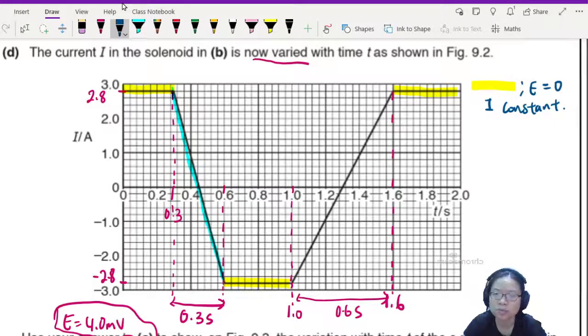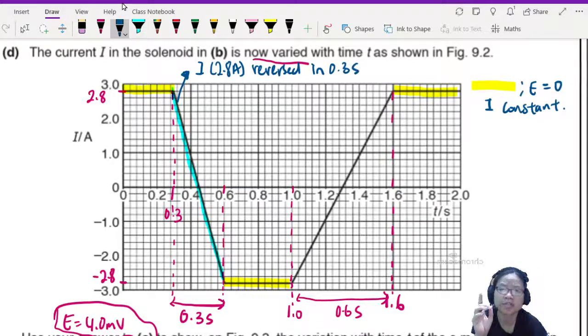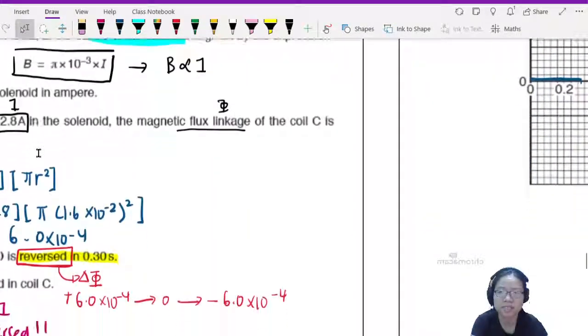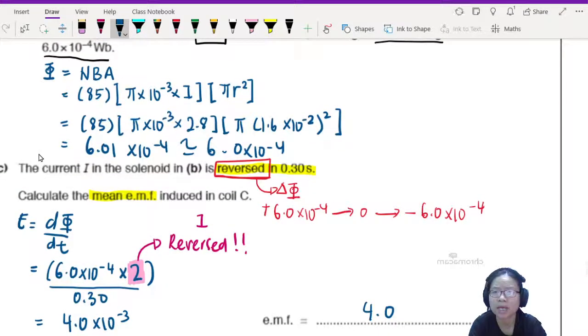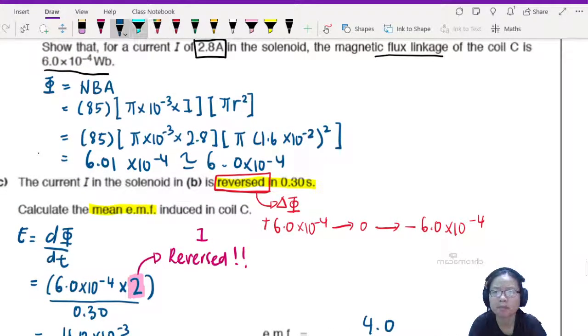So for this one, the current of 2.8 ampere is reversed in 0.3 seconds. So this is the same as this calculation that we did previously. Miss, where did you get 2.8 ampere? Nah, the 2.8 ampere came from here, ma. So this 2.8 ampere is reversed.